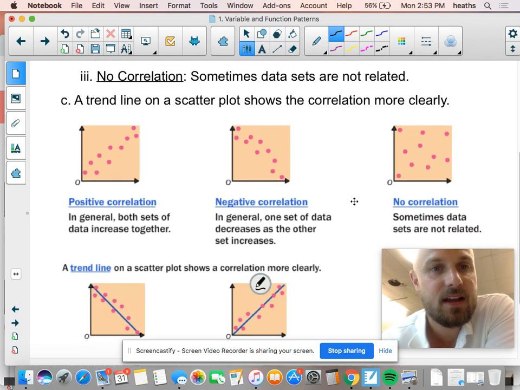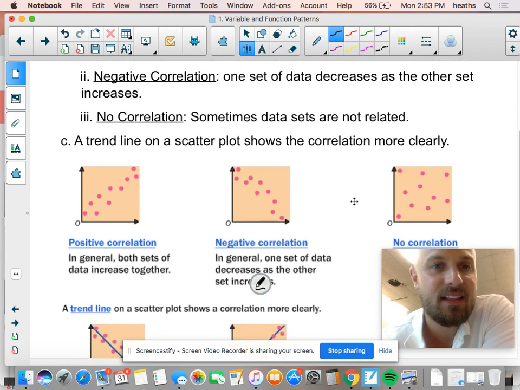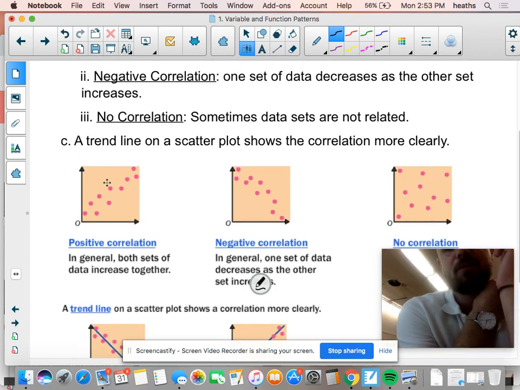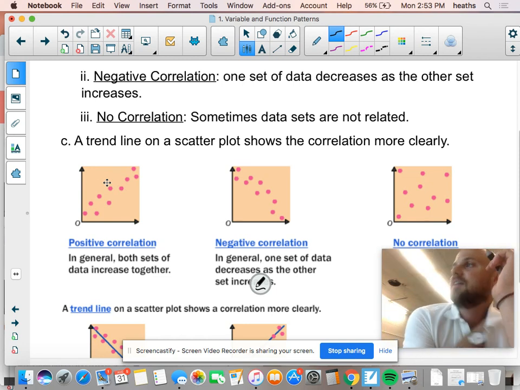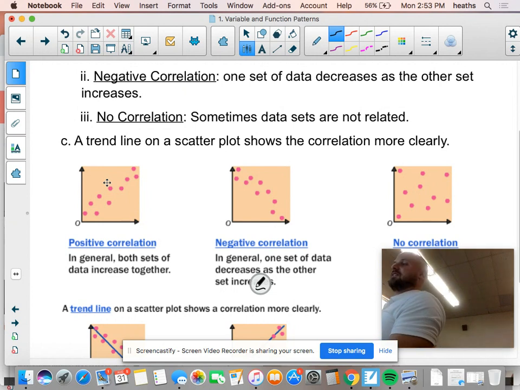A trend line, so we're here at C, a trend line on a scatter plot shows the correlation more clearly. So notice here, with a positive correlation, in general, both sets of data increase together. You can kind of see it increasing. That would be a positive correlation.